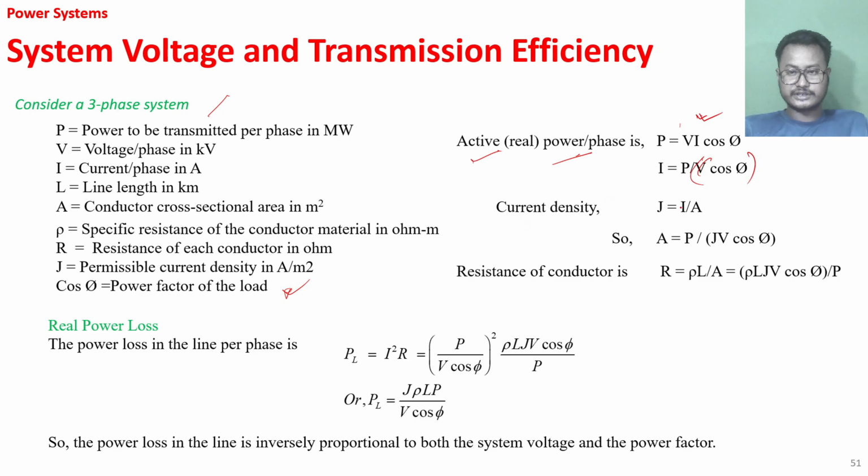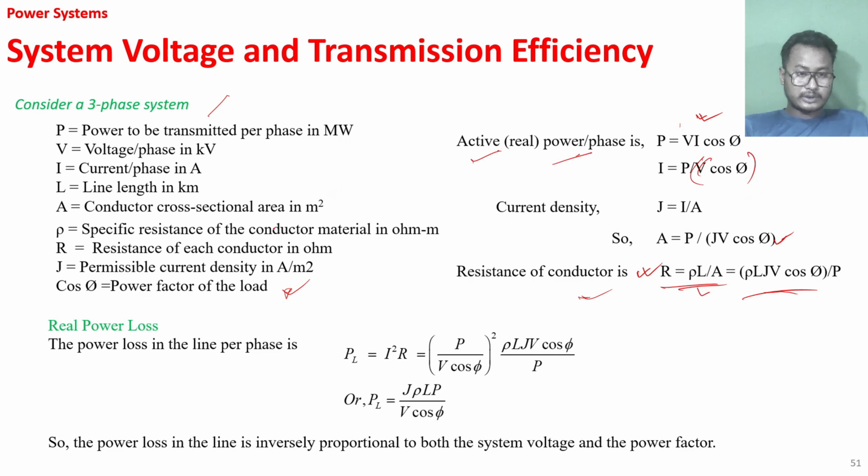Current density J = I / A, so A can be I / J, which is P / (J V cos theta). The resistance of the conductor is R = rho L / A. We know this one. All these are equations, so you have to remember them. You just put the value in, and this is the resistance of the conductor. I'm putting all of these because you may need them for simple, basic numerical problems.